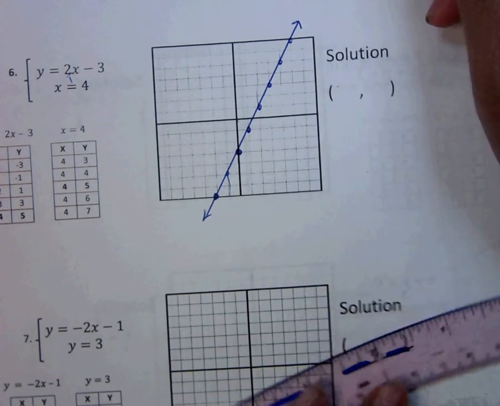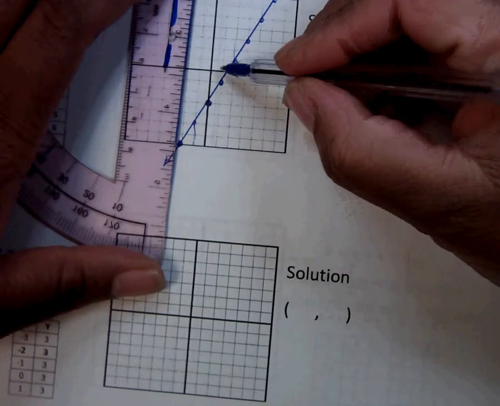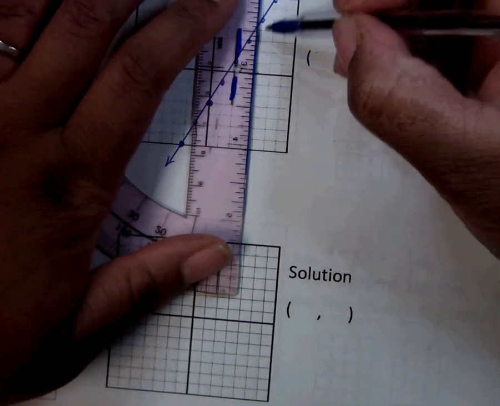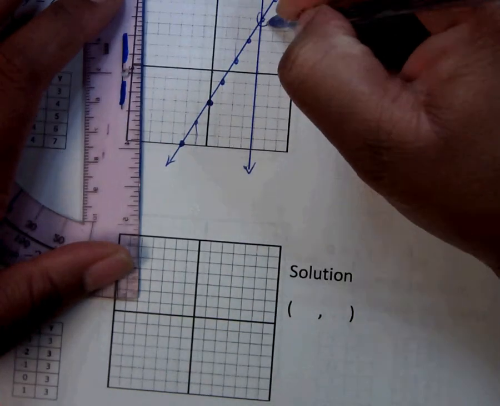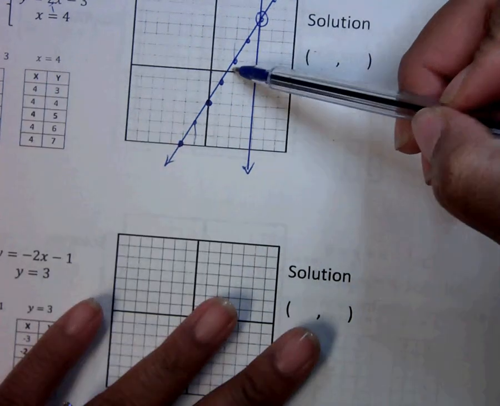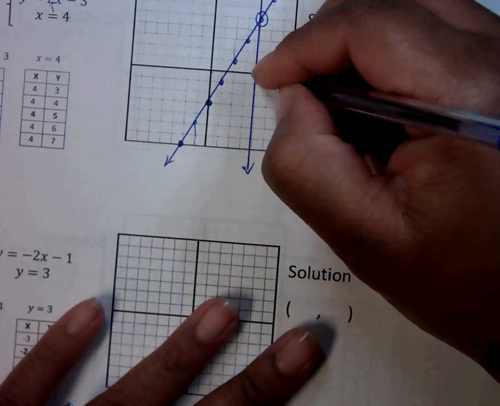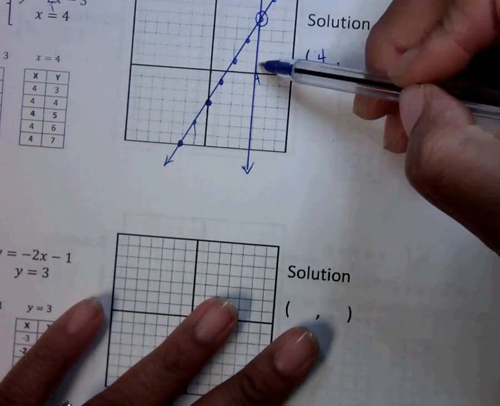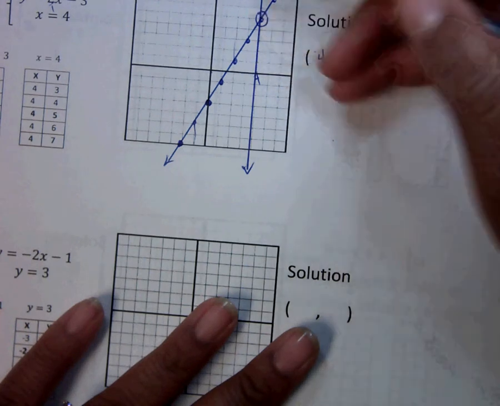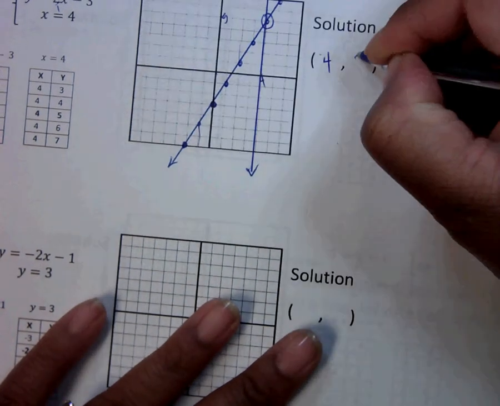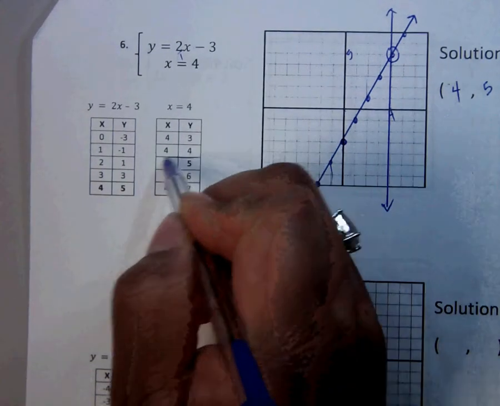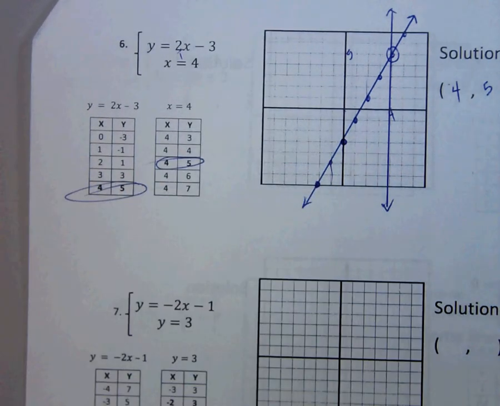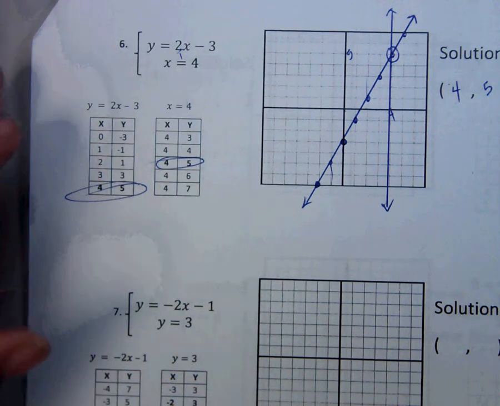Now x equals 4. That is a vertical line. 1, 2, 3, 4. And we see that it crosses here, which is 1, 2, 3, 4 for the x, 1, 2, 3, 4, 5 for the y. If you also look on the table, you'll also see 4, 5 on both tables. So that's our verification we did it right.